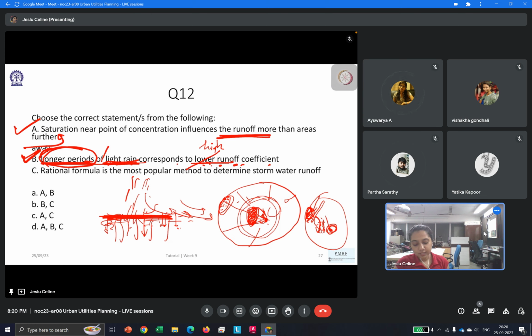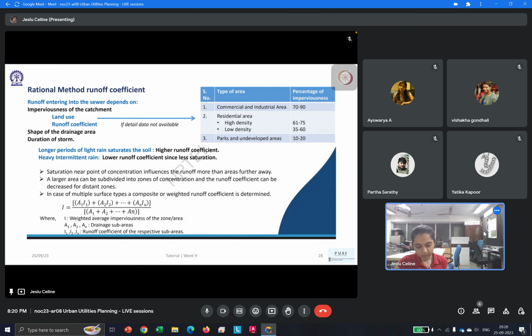Last one. Rational formula is the most popular method to determine stormwater runoff. True, ma'am. This we have discussed. We have discussed multiple methods like time area method, unit hydrograph method, but rational formula, RCIA by 360, that's the most popular method. We usually use that because it's very convenient. So what is the answer for that? A and C. So option C, A and C.